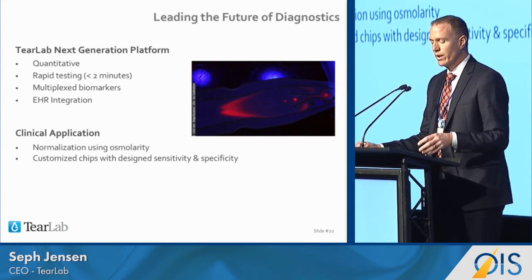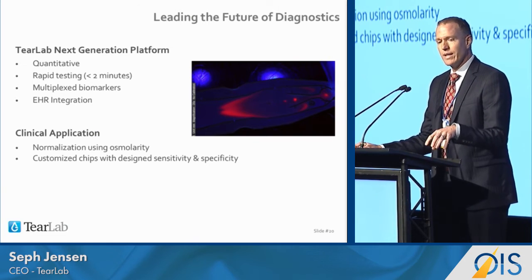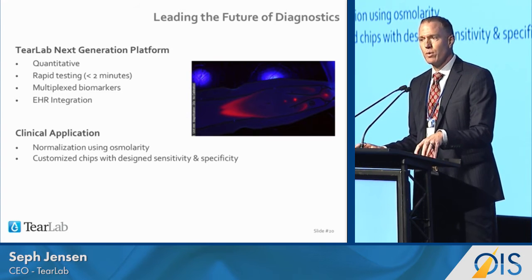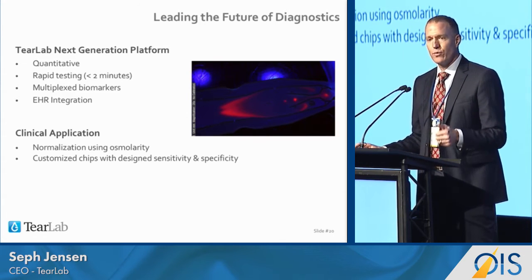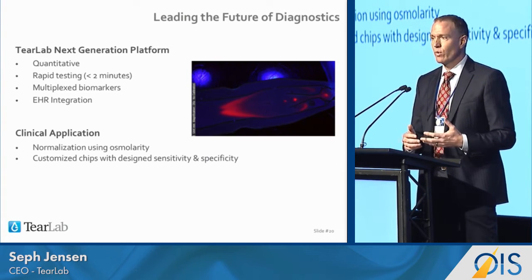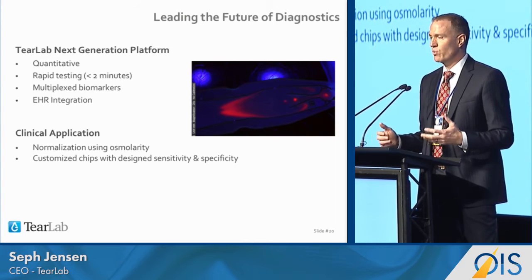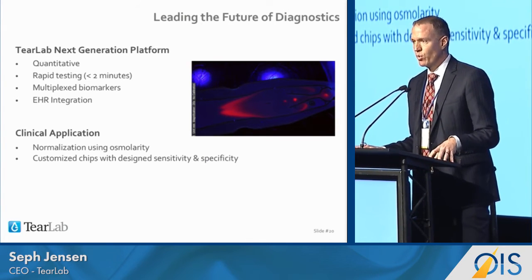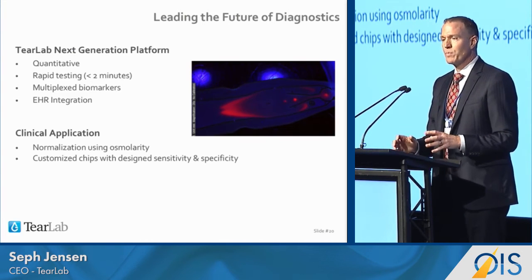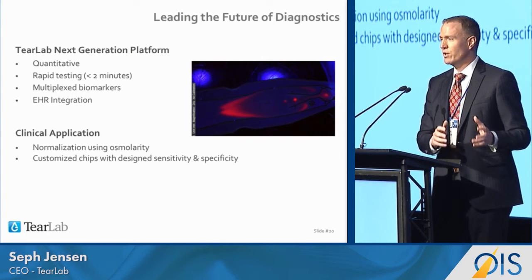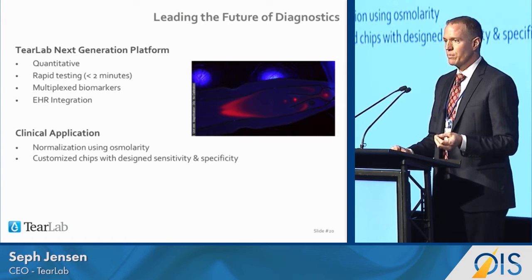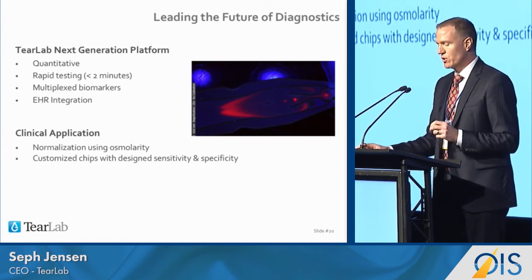So where are we with our platform? Well, we believe that it will continue to be important to have a quantitative result very quickly. And we're going to add the ability to multiplex multiple markers on a single test, so doctors can differentially diagnose, they can subtype disease, and they can direct therapy. In addition, when we add on the fact that we'll be capable of EHR integration, we think we'll continue to be the ideal solution at point of care. From a research standpoint, we'll also be able to normalize using osmolarity, which basically means it's going to render other biomarkers you measure in the tear film very informative and a lot more accurate. And finally, we'll be able to customize with intentionally designed sensitivity and specificity.